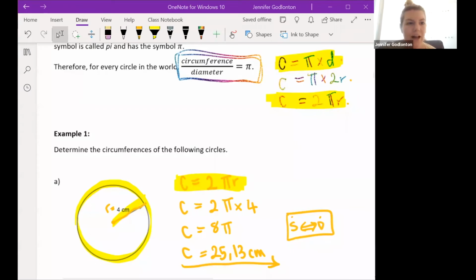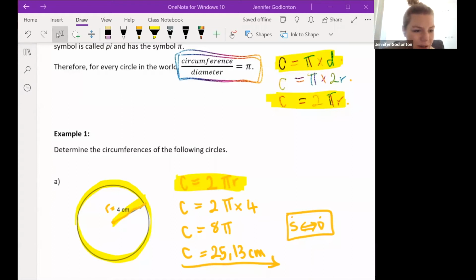How can I help? Yes, ma'am. How do you press the pi again on the calculator, ma'am? Okay, so you're going to want to push shift. You start with shift, and then you go all the way down to the bottom. It should say times 10. And then above it in yellow, there's a little pi, which you should be able to see. Click that button. And that's how you get pi. Thank you, ma'am. No problem.